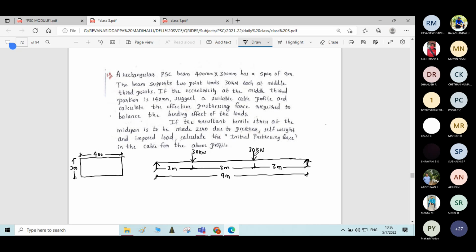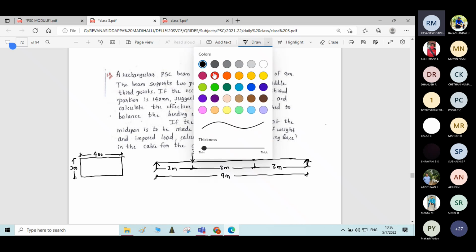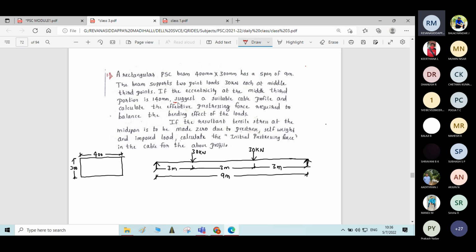If the eccentricity at the middle third portion is 140 mm, suggest a suitable cable profile and calculate the effective prestressing force required to balance the bending effect of the load. Now what we will do? First we will solve for this. Suggest a suitable cable profile. We'll solve for this, then we'll calculate the remaining.